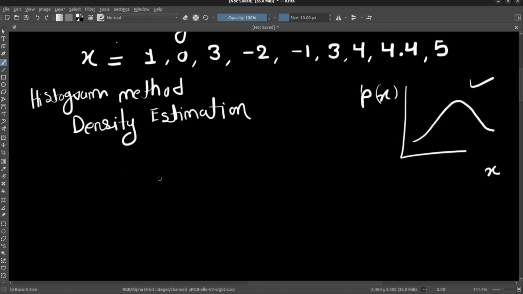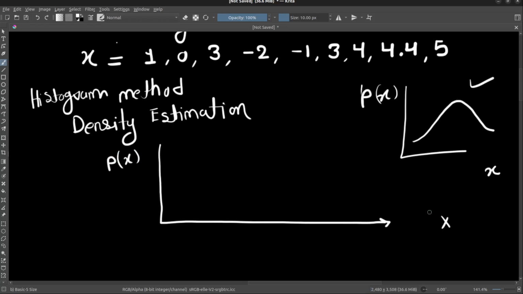See, in this case we will have the x value on the x-axis, and this is basically p of x. In general if you are representing it like this, this will be small x and this will be small p. Okay, now let's start. This will be the 0 index. What we do in the histogram method of density estimation is make bins of equal size or maybe unequal size.